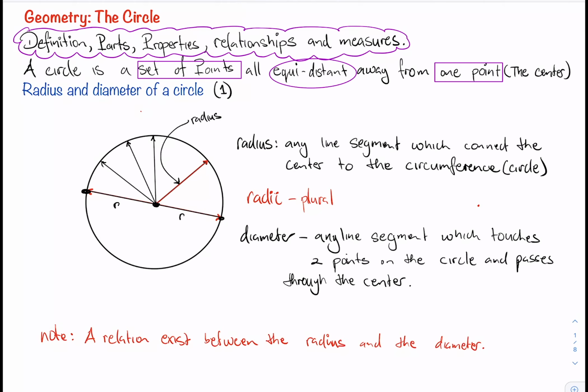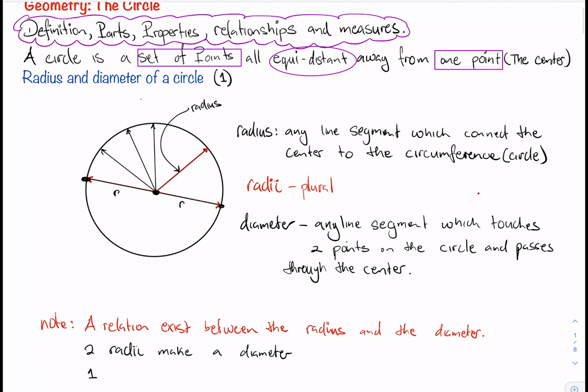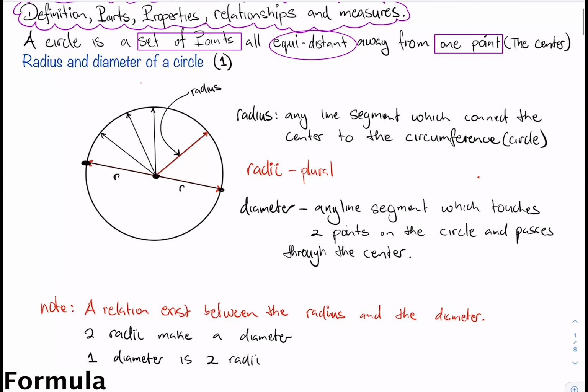So if we look at it closely, we'll see that two radii make a diameter. It's better to say that one diameter is two radii. Therefore, a formula exists right here. The formula which describes the relationship between the radius and the diameter says that d is equal to 2 times r. So if r is our radius, then we can multiply our radius times 2 and we'll end up with our diameter.